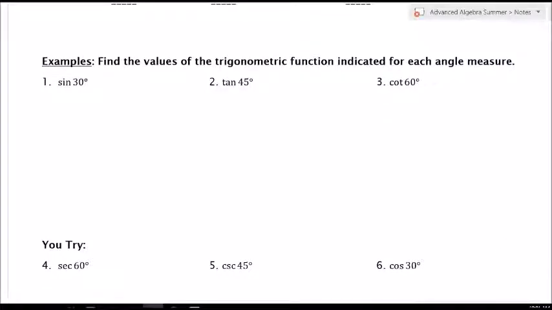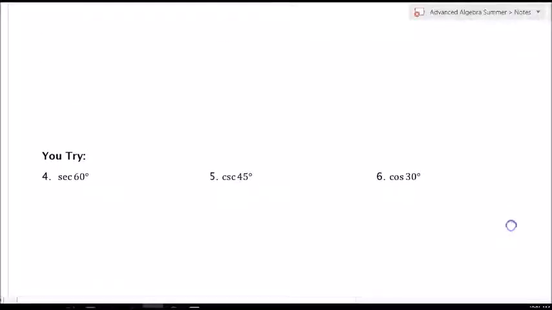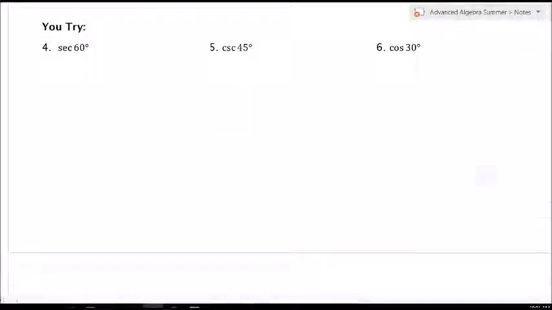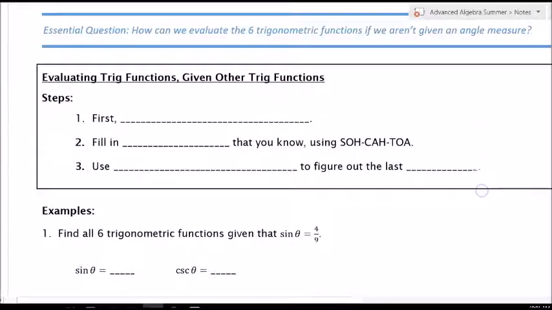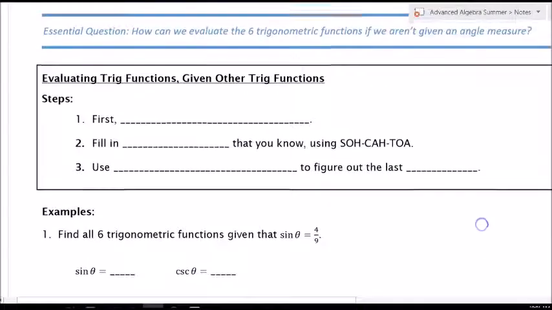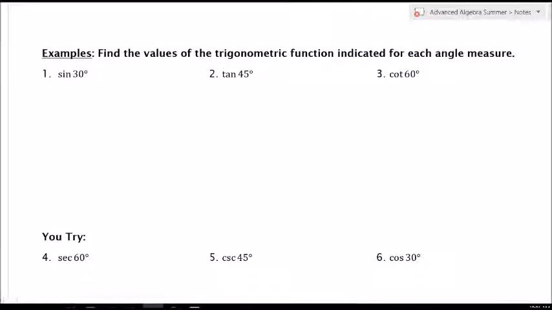Okay, so here we have: find the values of the trigonometric function indicated for each angle measure. This is where we're going to go ahead and employ our unit circle. So by having the unit circle, we avoid a little bit of that work. So we're actually going to do these utilizing the unit circle. So at this point, you can go ahead and take out your completed unit circle, which we'll have memorized and gotten down pat at the beginning of this unit. Once we do that, it makes finding all this a bit easier.